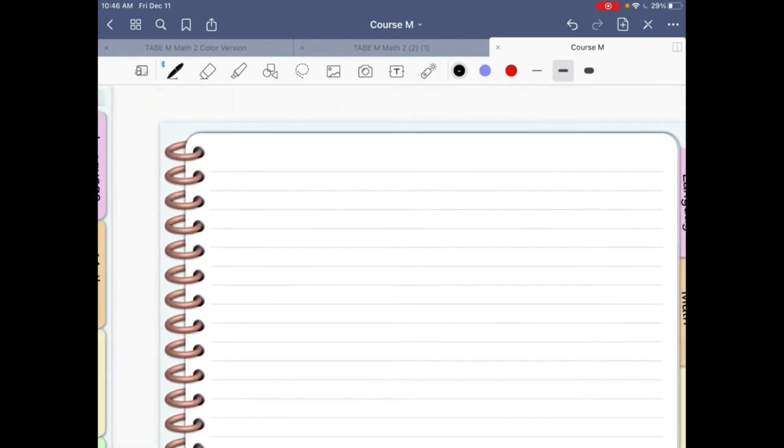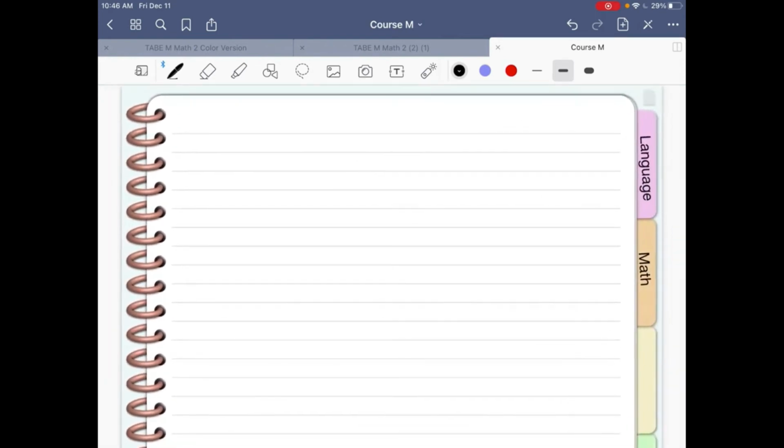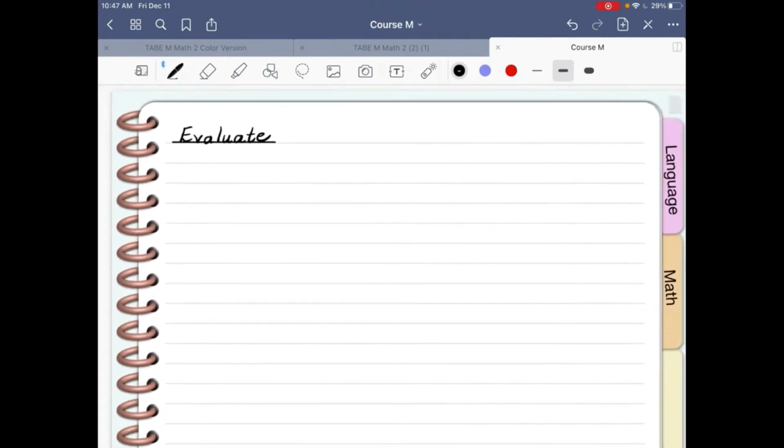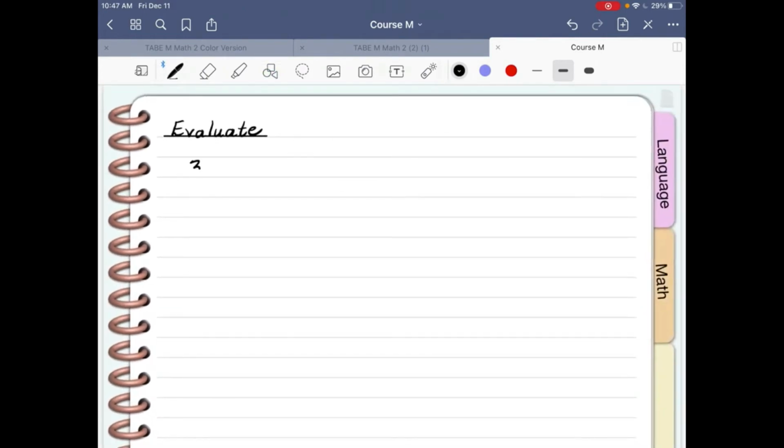So let's take a look at this one. The instructions are going to be the same for each one. I'm going to just say evaluate. It's one of your vocabulary words. It means to do all the math that can be done. So here's the first one. 3 plus x, parentheses, 12 minus y, close parentheses, exponent 2 divided by z.